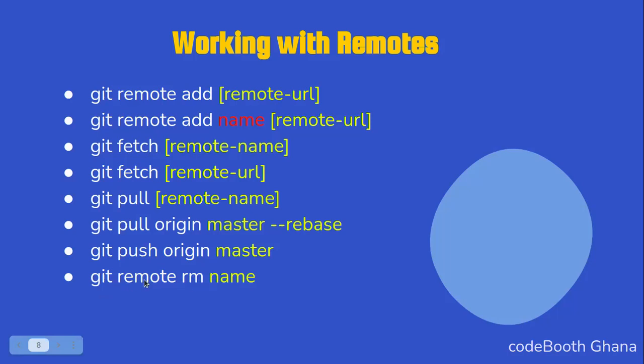Remove. Git remote remove. No, this one, is it rename or remove? Let me see. Yes, so this one is remove. We have rename and we have remove. So with the remove, all that you have to do is add the name of the repository, and automatically it will remove it for you.